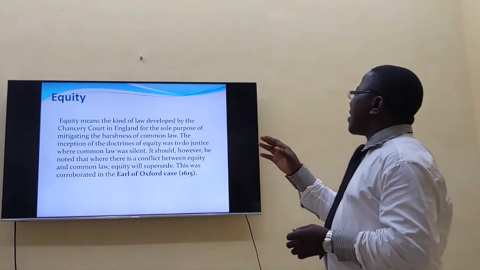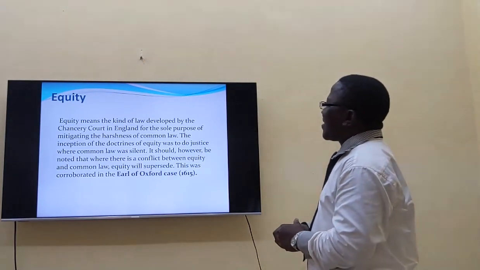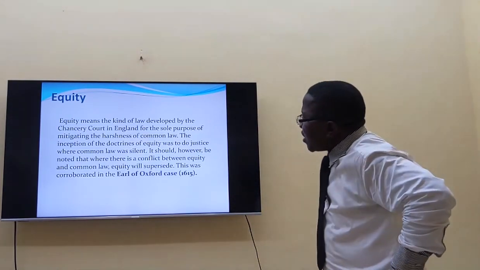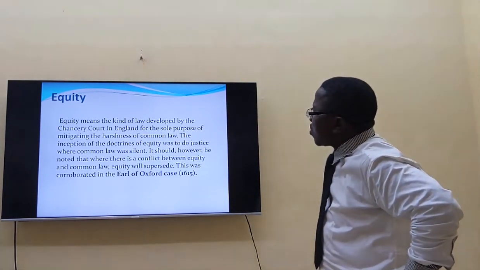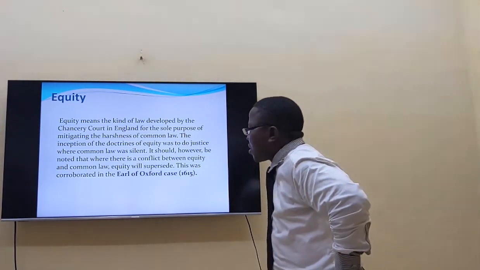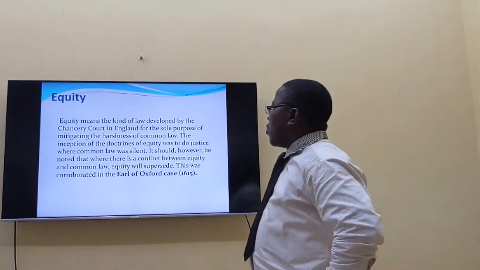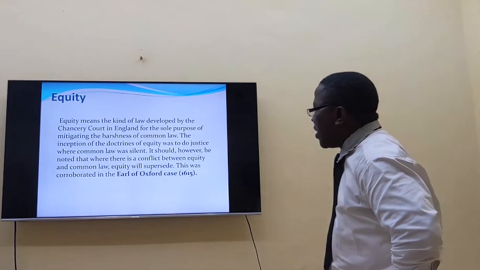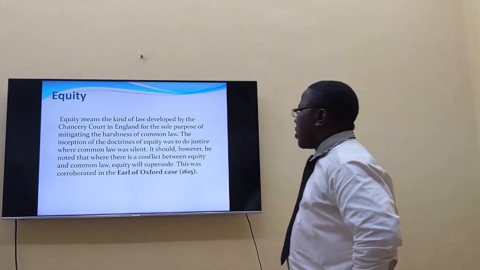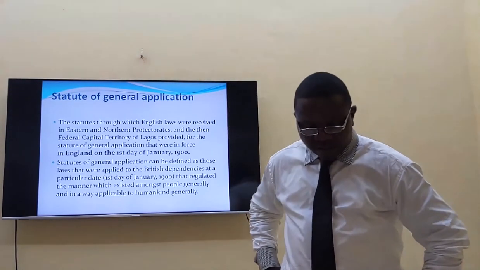Equity means the kind of law developed by the Chancery Court in England for the sole purpose of mitigating the harshness of common law. The inception of the doctrines of equity was to do justice where common law was silent. It should, however, be noted that where there is conflict between equity and common law, equity will supersede. This was corroborated in the Earl of Oxford's case. The next one.